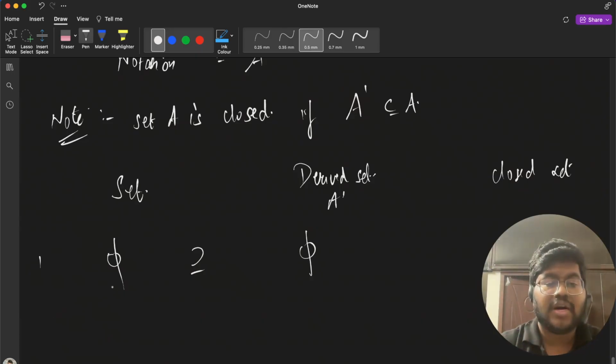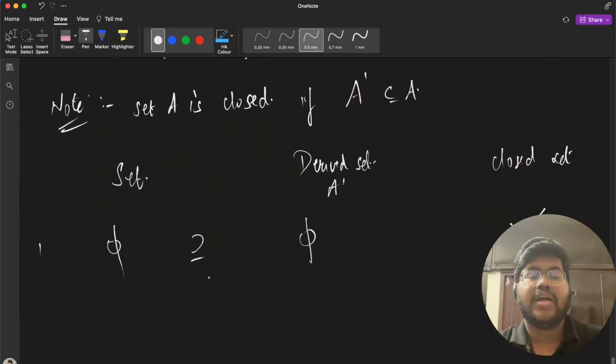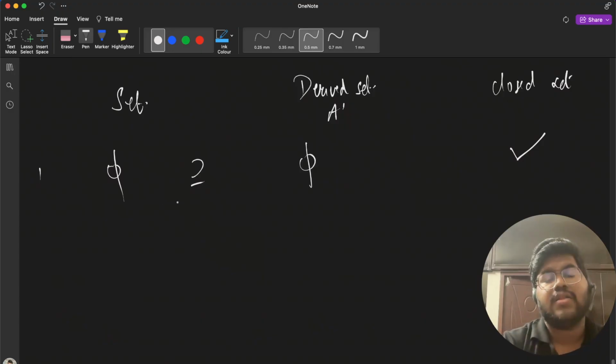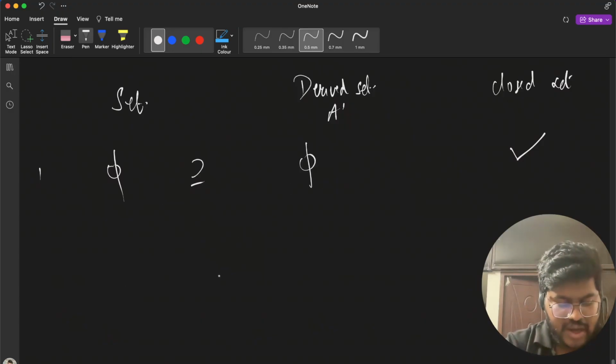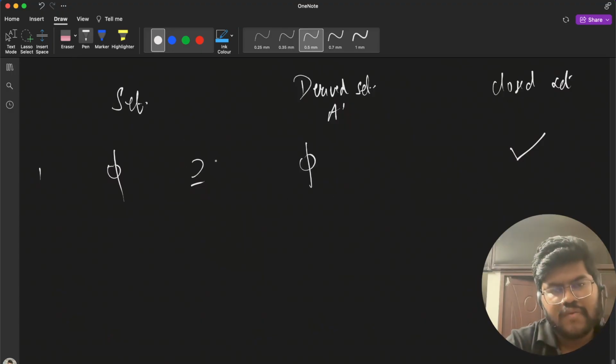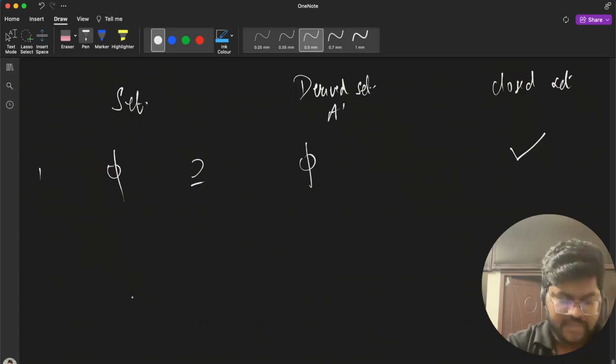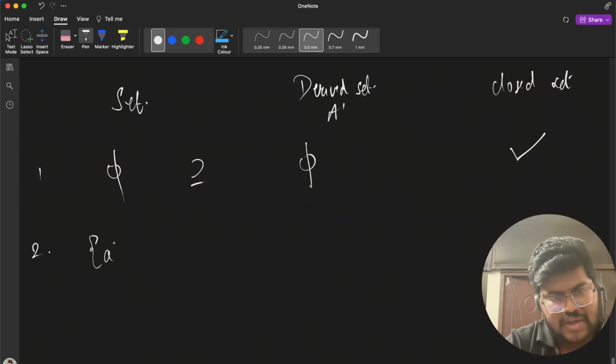And for the set of limit points, phi, the derived set for phi, the set of limit points, is all of its points, right? So therefore phi has a derived set as all, and it is a closed set because phi contains inside phi, right? Now if we talk about singleton set A.